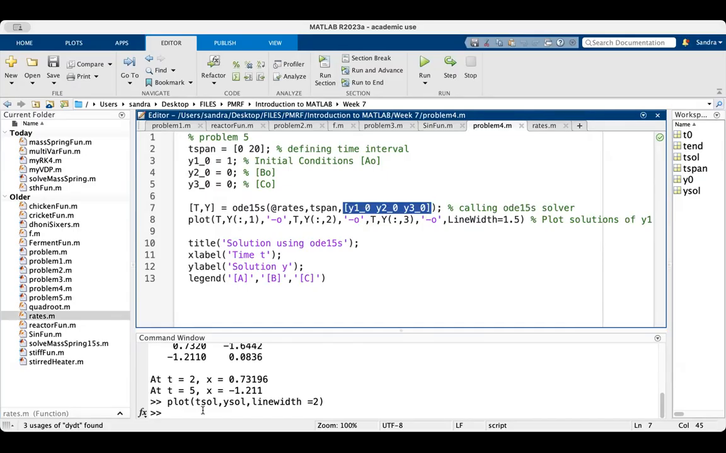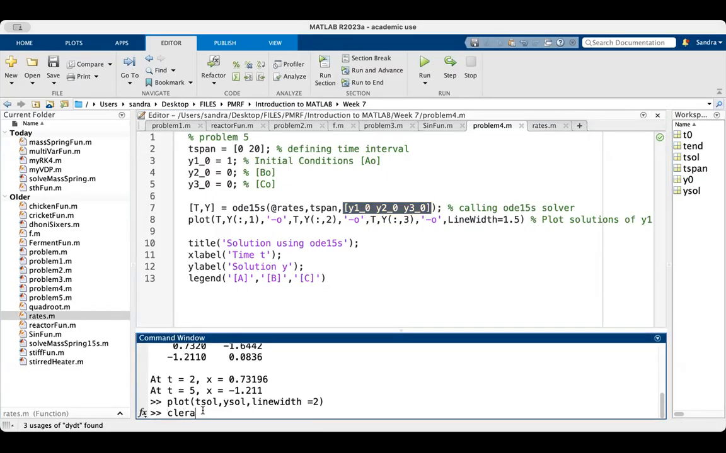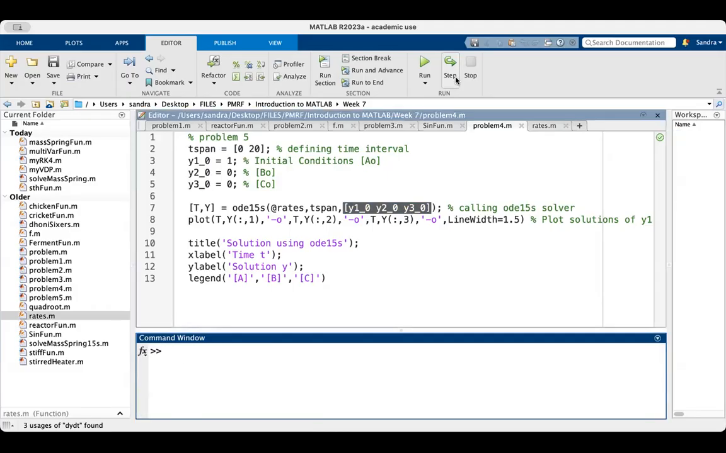And I'll plot this together right now. Just give me a second. Clear, clc. Let me run the code.